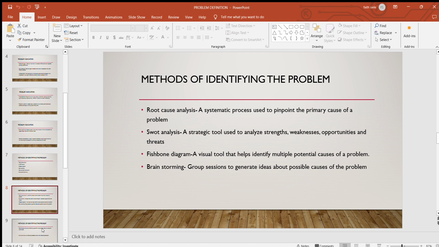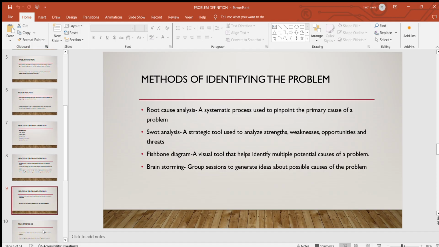Then we have brainstorming. It is a group session to generate ideas about possible causes of the problem. Brainstorming usually encourages open communication among team members to be able to identify underlying issues.